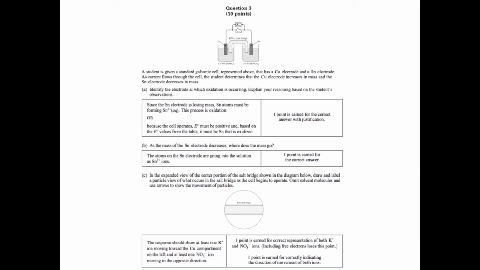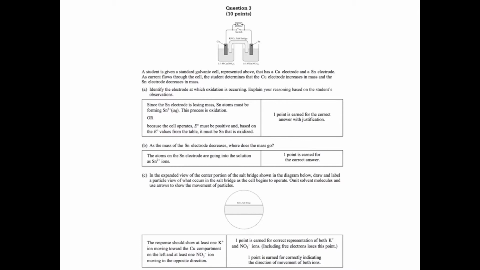Potassium is going to move towards the copper side, since the copper 2+ ions are forming solid copper, so you're losing positive charge in that solution. So K+ is going to go towards the left, while NO3- is going to go towards the right, towards the tin side, since you're forming tin ions, and to balance the charge you need those. You get 1 point for the correct representation of K+ and NO3-, making sure just to show K+ and NO3-, and then 1 point for the correct direction of the movement. So you get 2 points for that, which is really nice.